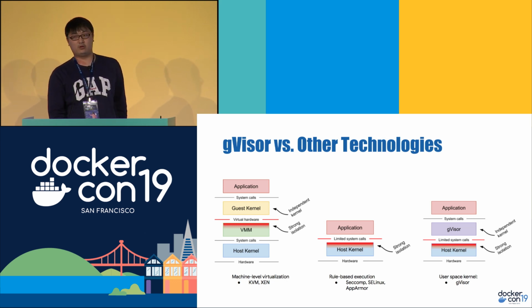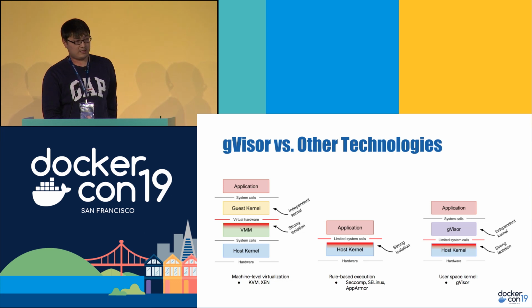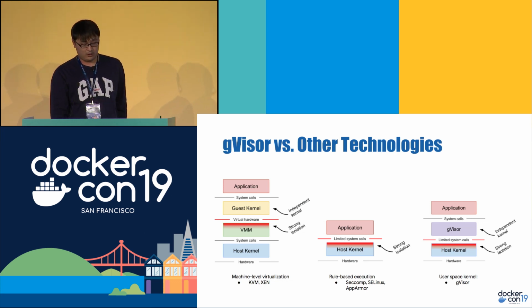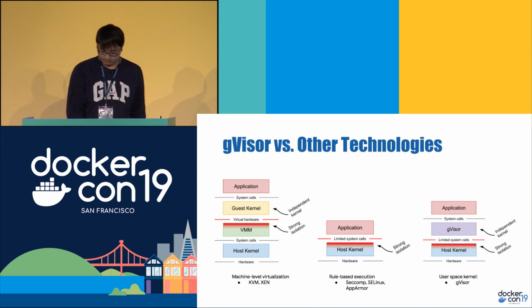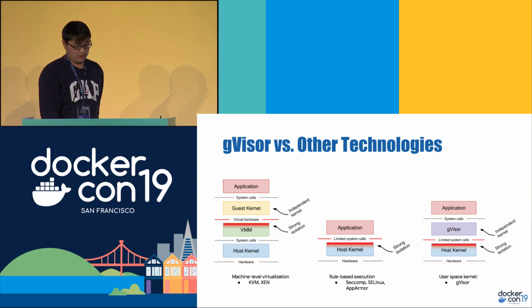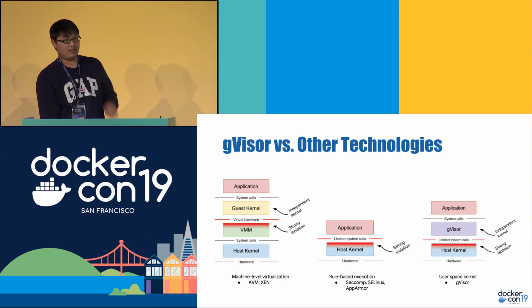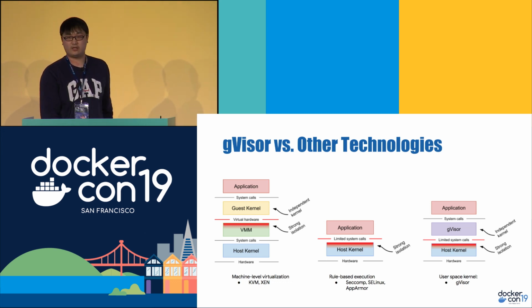So for example, for the use case I mentioned just now, if you are providing a function as a service, you don't even know what the application will do, then it's very hard to apply a generic rule for all the code. And gVisor, the good thing is that it's similar to a VM, you just run your application in gVisor and it's secure.